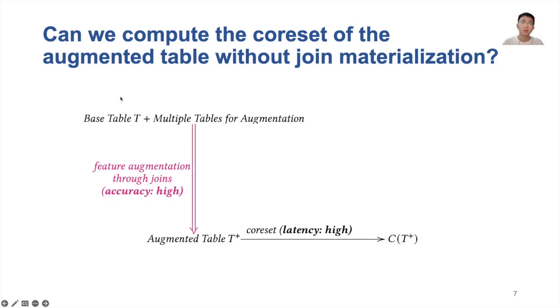Therefore, in order to efficiently compute the coreset of the augmented table, the problem we aim to tackle is whether we can compute the coreset of the augmented table without join materialization.